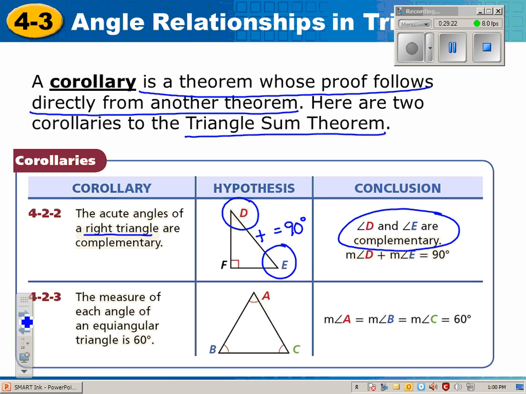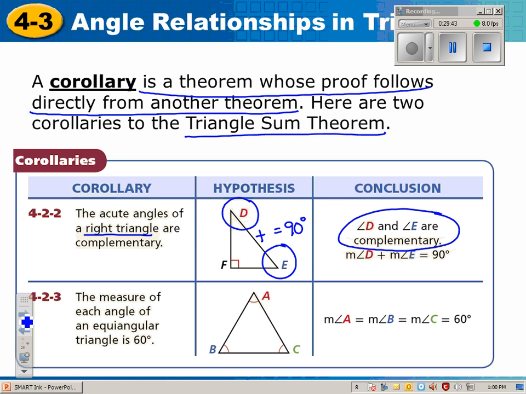It's a shortcut. If they tell you that you have a right triangle and one of the angles is 20 degrees, you don't have to do 90 plus 20 is 110 and subtract it from 180. You can just simply say 90 minus 20 is 70, because two of them are going to have to add to be 90. Is that okay?